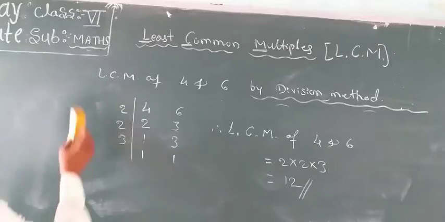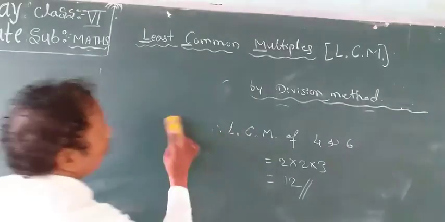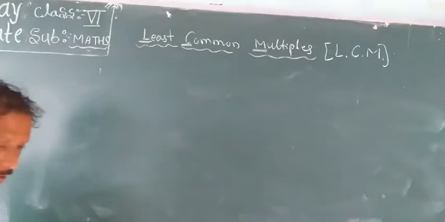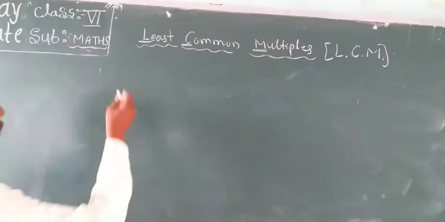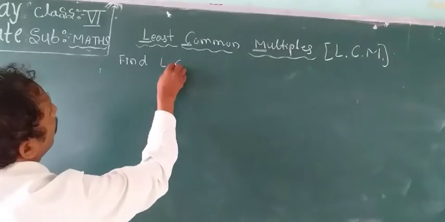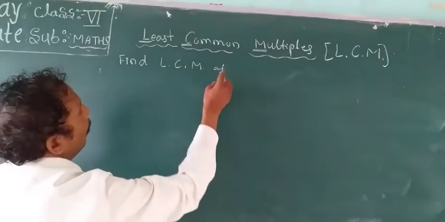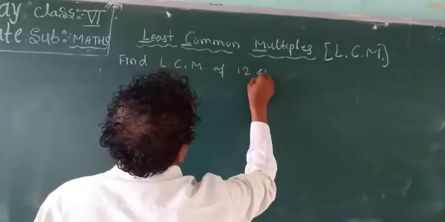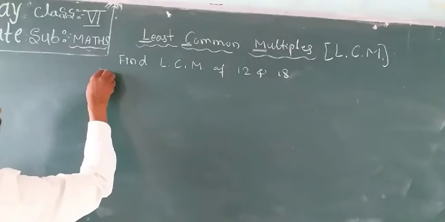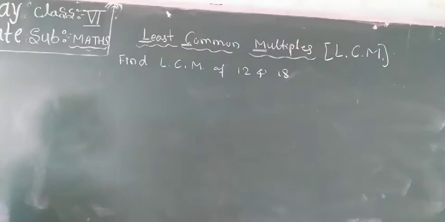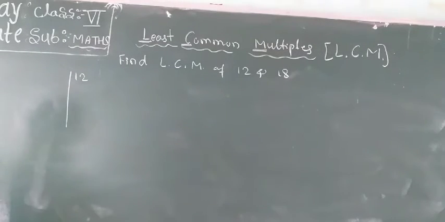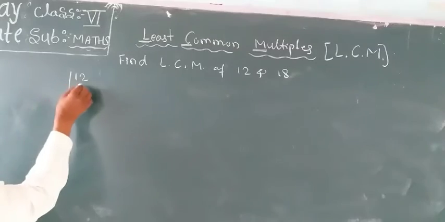Students, similarly, let us solve one more question by any one method. Find the LCM of 12 and 18. Use the prime factorization method. First number is 12. Divide the number 12 by the first prime number 2.